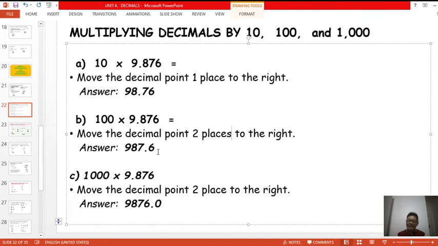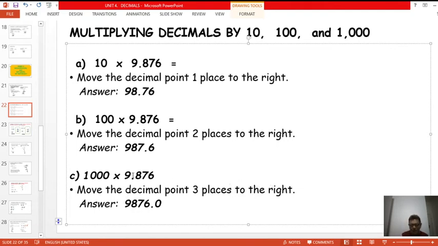Okay, I hope you understand that. Now, one more thing. If you have this problem, 1000 times 9.876, so, sorry, this one is 3 decimal places. All you got to do is to move the decimal point 3 places to the right. So that's how you get this answer.